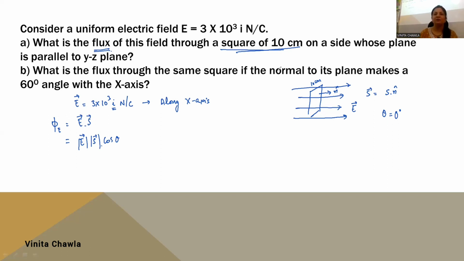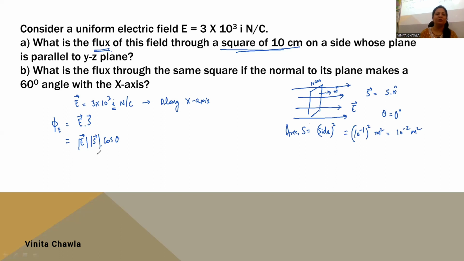Now we have the side of the square as 10 centimeters, so we can find the area of the square. Area of the square is side squared. It is in centimeter, so first we need to convert this into meter. In meter, it is 10 to the power minus 1 meter, squared. So the answer is 10 to the power minus 2 meter square.